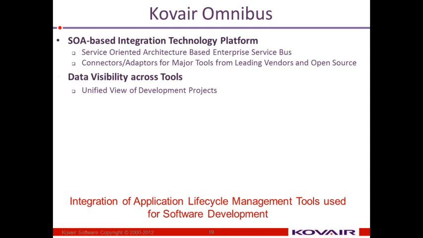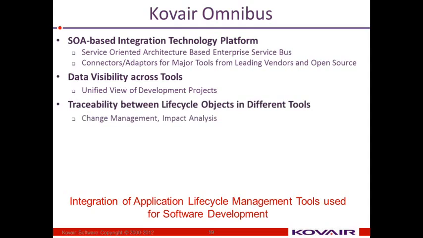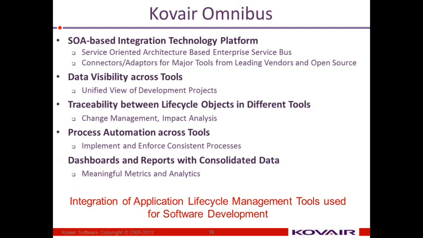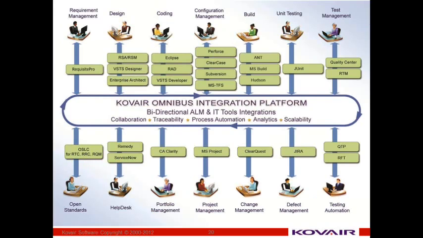So Kovair Omnibus is a SWA-based integration technology platform. It offers data visibility across tools. It allows you to offer traceability between lifecycle objects in different tools, a very, very important criteria from many perspectives, from organization management to regulatory compliance. It also allows process automation across tools using the Omnibus process engine. Then, of course, last but not the least, it has dashboards and reports with consolidated data for meaningful metrics analysis.